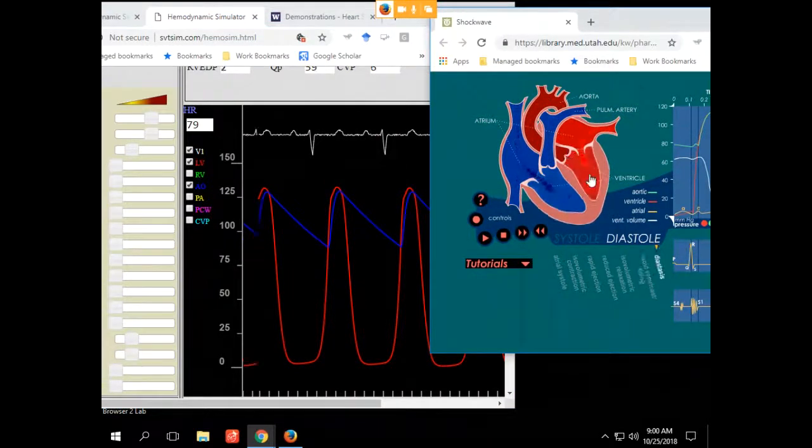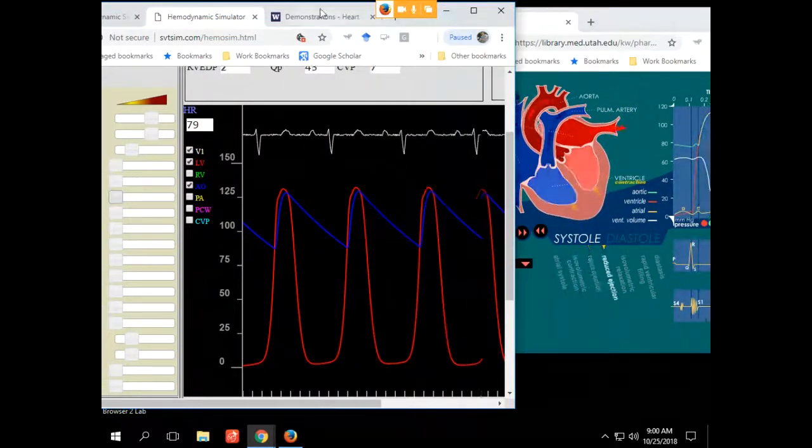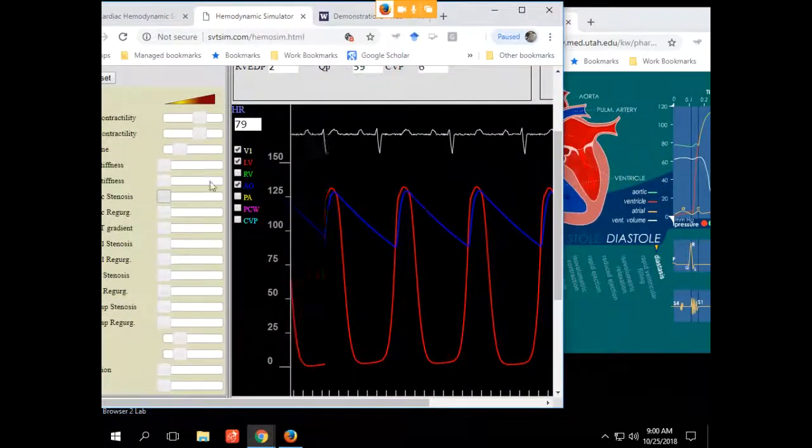Cool. So we have that and the insufficiency. Boom. So we said maybe no dicrotic notch.